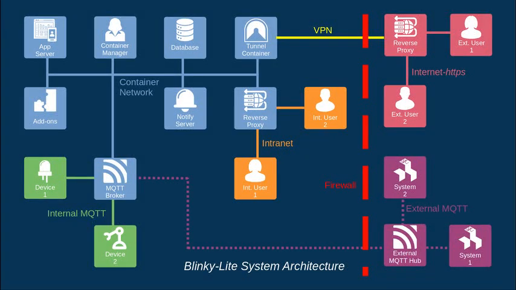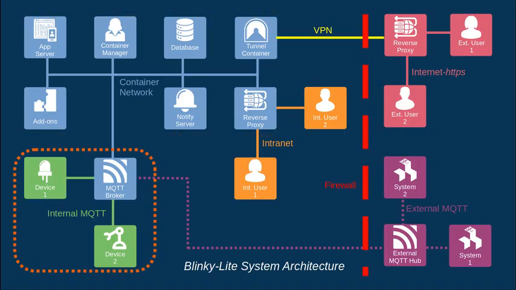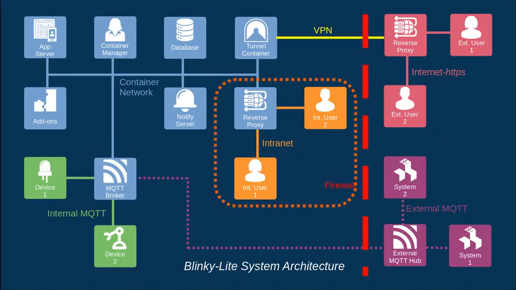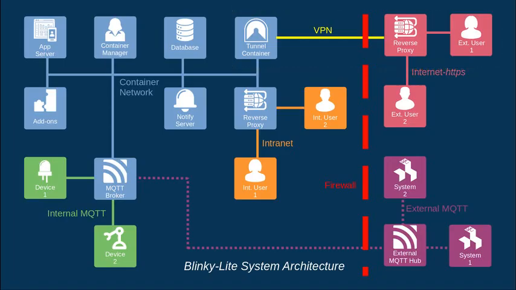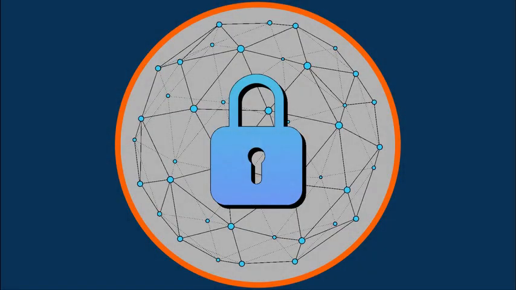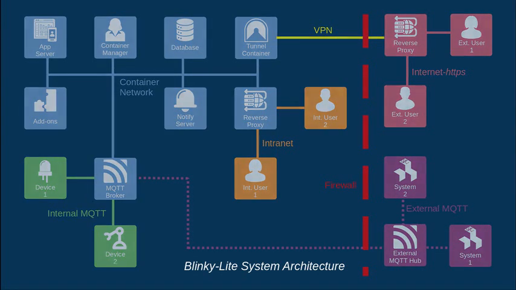Introducing the Blinky-Lite Architecture. From isolated container networks, to publish-subscribe device communication, to role-based authentication via JSON Web Tokens, to virtual private network communication through a reverse proxy server, Blinky-Lite provides an organized, layered approach to remote access security. Security was a driving force in developing Blinky-Lite. However, to really understand Blinky-Lite, I need to spend a few minutes describing the Blinky-Lite architecture.